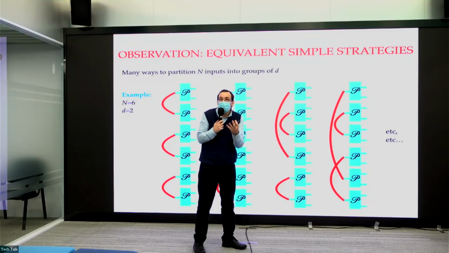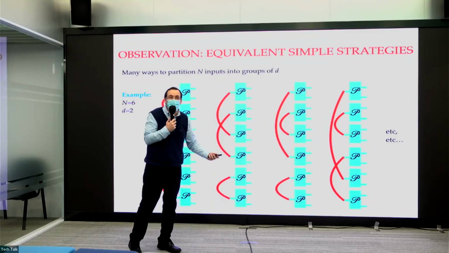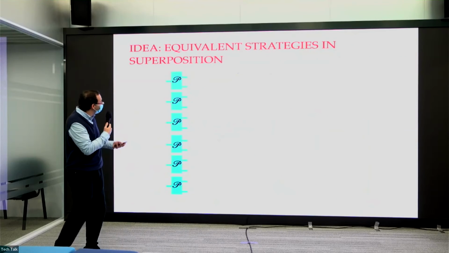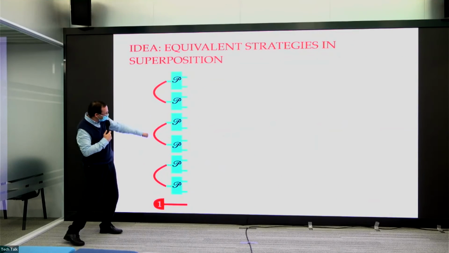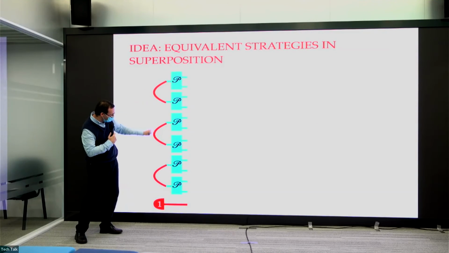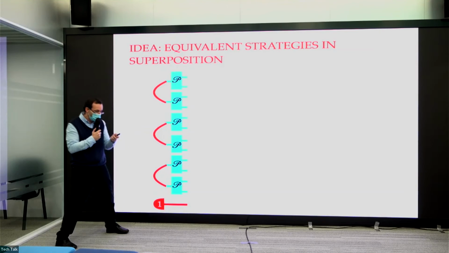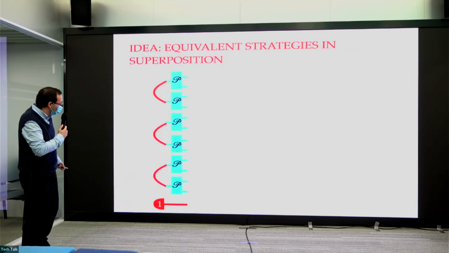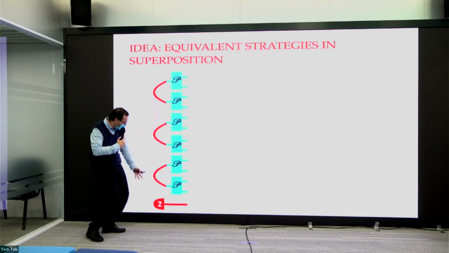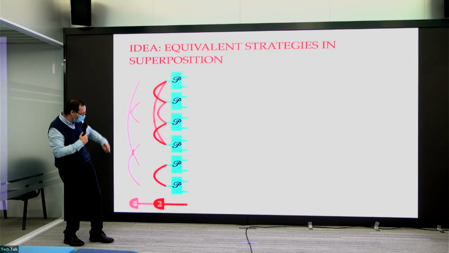Now, the crazy thing in quantum theory is that you can use all these strategies at the same time. So you could think of building a setup where you group the inputs in this way, and you have a control variable that chooses how you group them. And you could create a coherent superposition where you group them in another way at the same time, and in another way, and in another way, and so on.